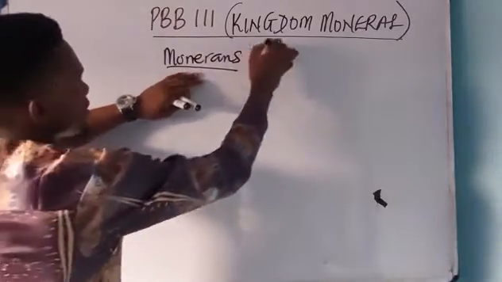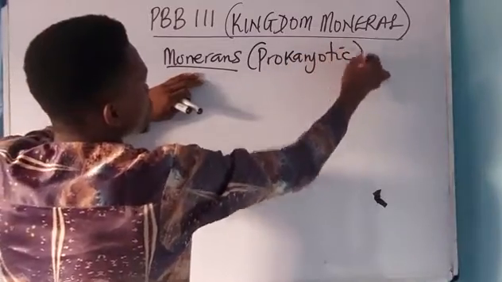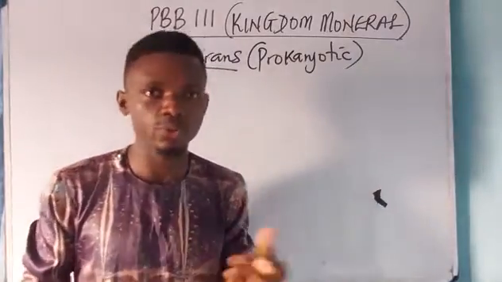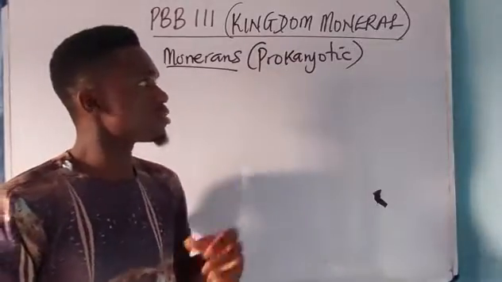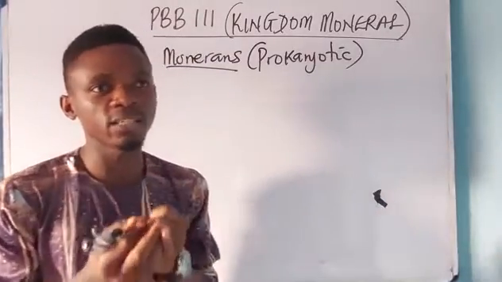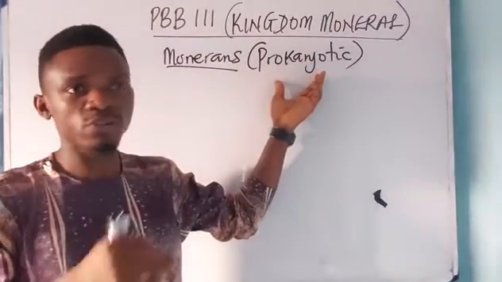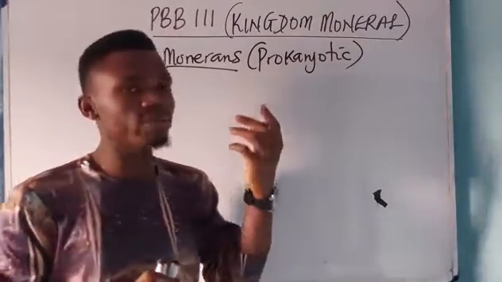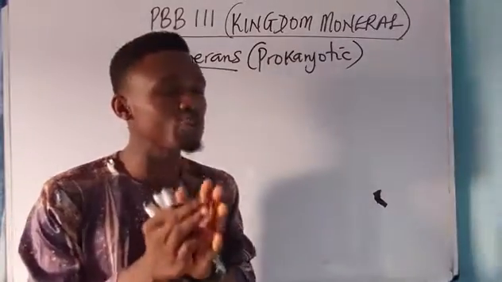Again, these guys, they are what? Prokaryotic. The Monerans are what? Prokaryotic. That is because they do not have a well-defined nucleus. The opposite is what? The eukaryotic. Now, a prokaryotic cell is a cell that does not have a well-defined nucleus. Hence, they do not undergo mitosis because there's no what? Nucleus. They do not undergo what? Mitosis. And secondly, since they don't have a well-defined nucleus, their chromosomes are scattered in their cytoplasm.